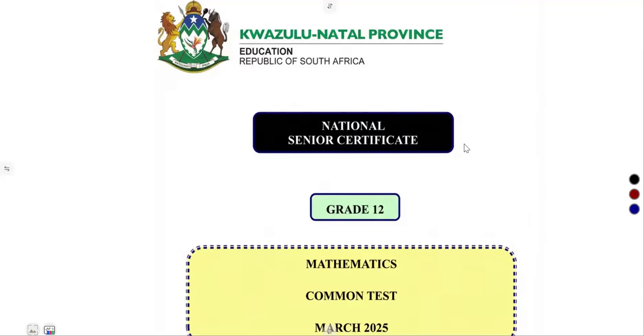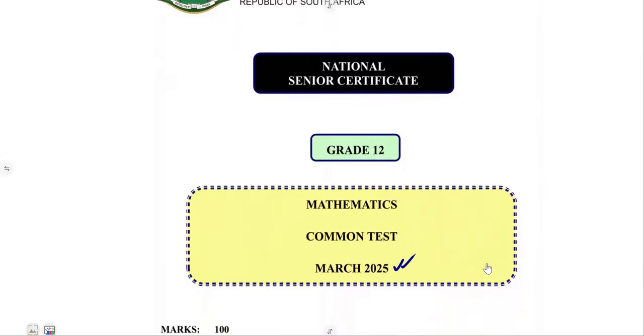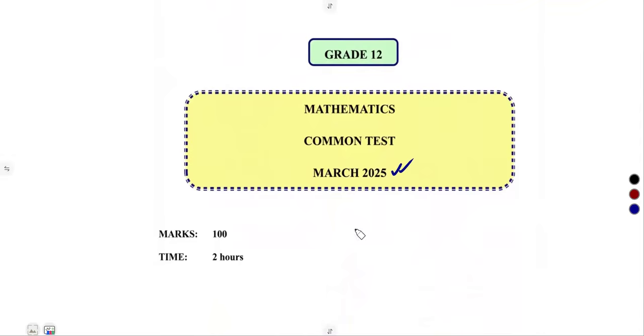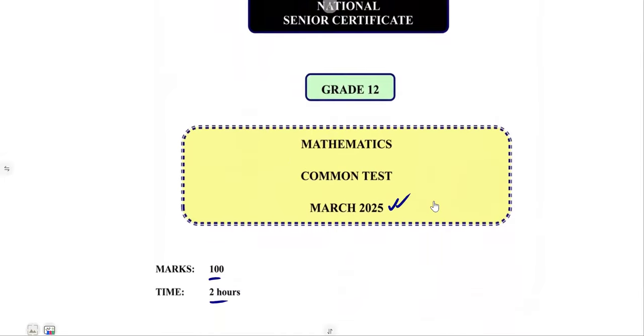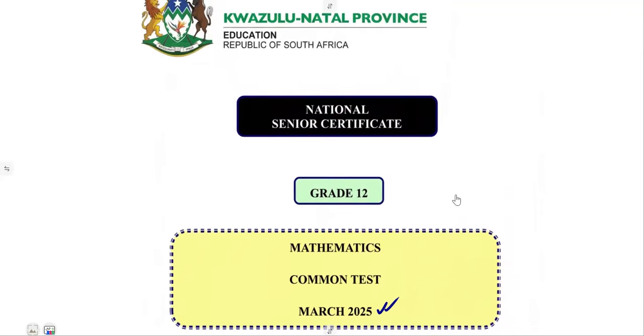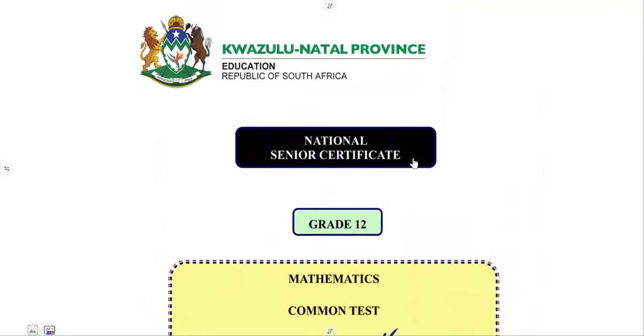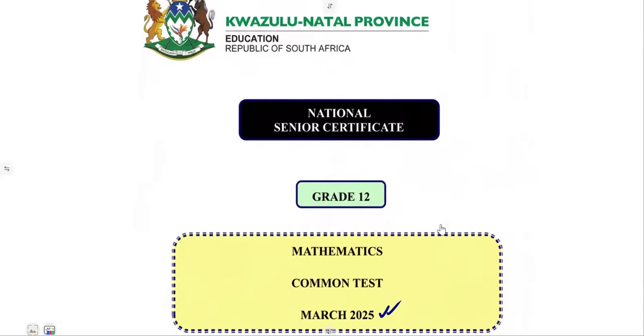So in this case, we are going to consider a typical exam revision, which is an important part of our revision as we are preparing for the March exams. We have got a common test that we are going to consider: the March 2025 exam, out of 102 hours, according to the question paper that we are given.